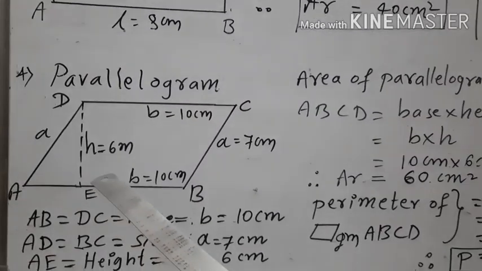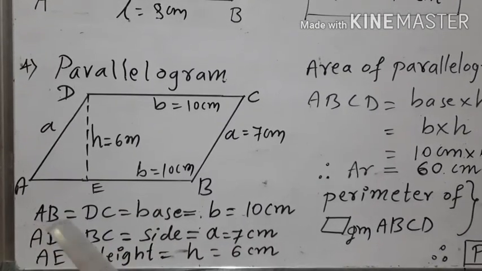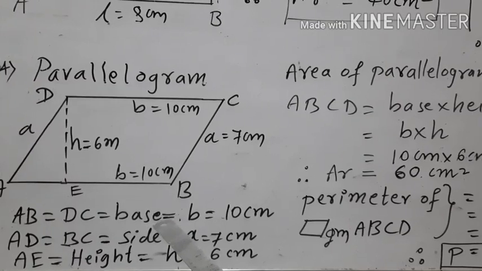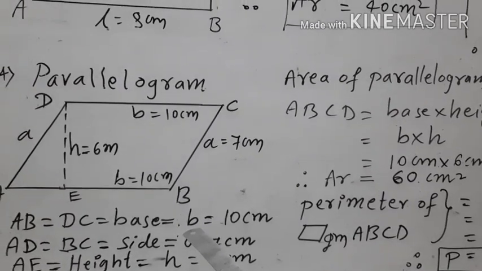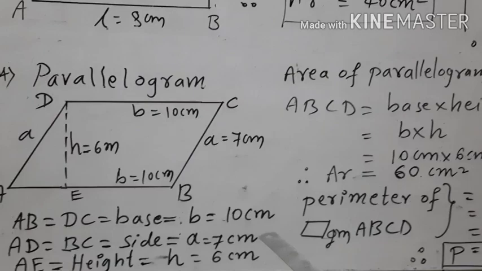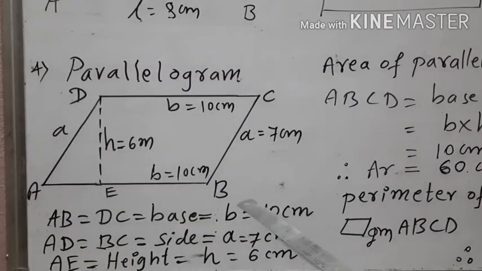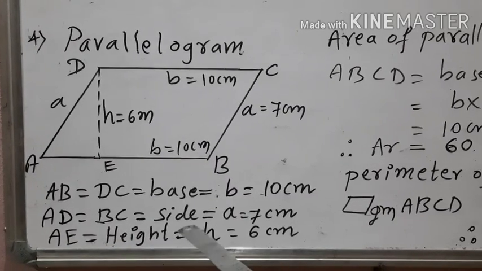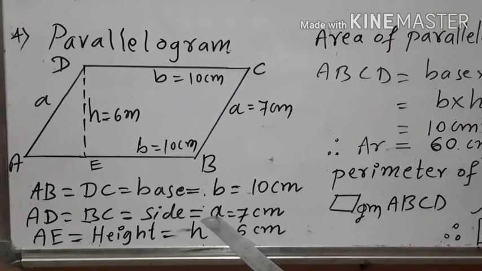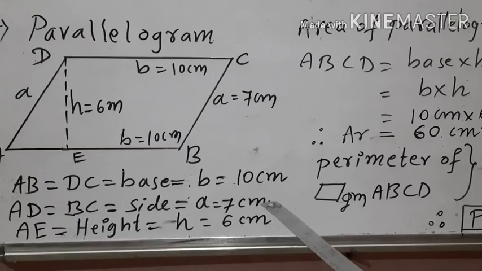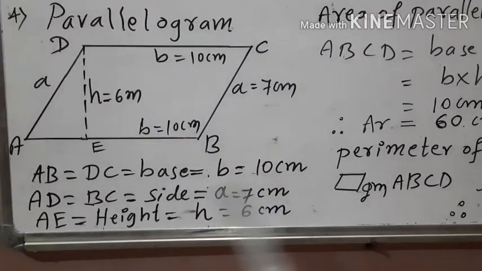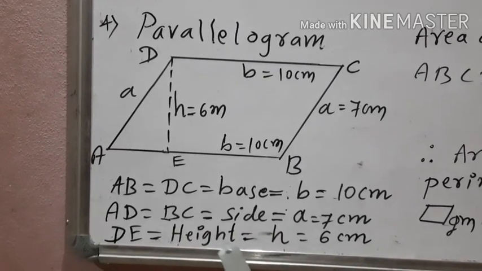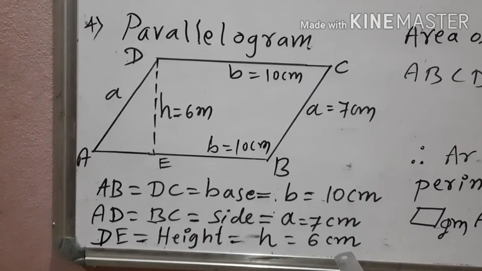Here, if you see AB is equal to DC and it is equal to base, okay? And I call it as B units. Here, the length of base is 10 centimeters. Here, AB is the base, that is 10 centimeter. And AD is equal to BC, its side is equal to A units, that is equal to 7 centimeter. And here DE is equal to height, it is equal to 6 centimeter.